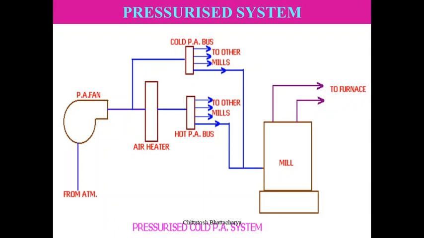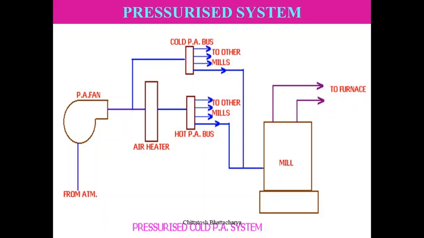Two ducts are made. One is called the cold PA header or cold PA bus, and another bus is for the air passing through the air preheater, coming to a hot PA bus, and through the coupled damper, hot air and cold air is mixed within the final PA inlet to the milling system.